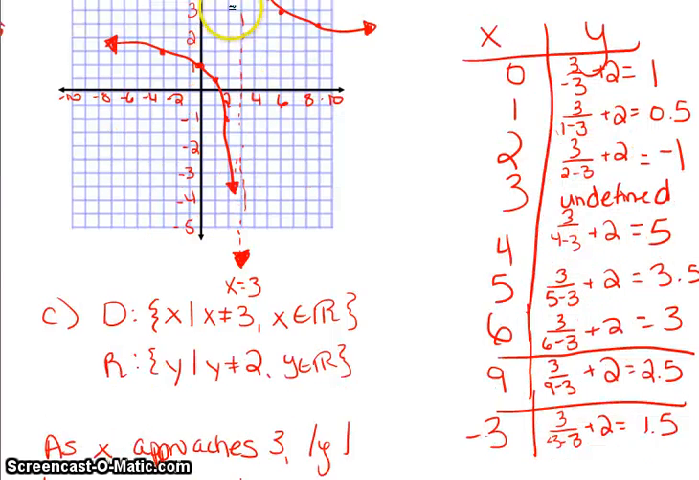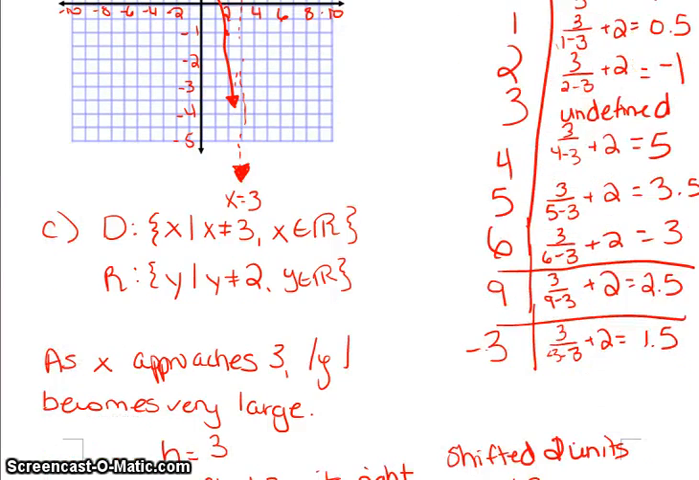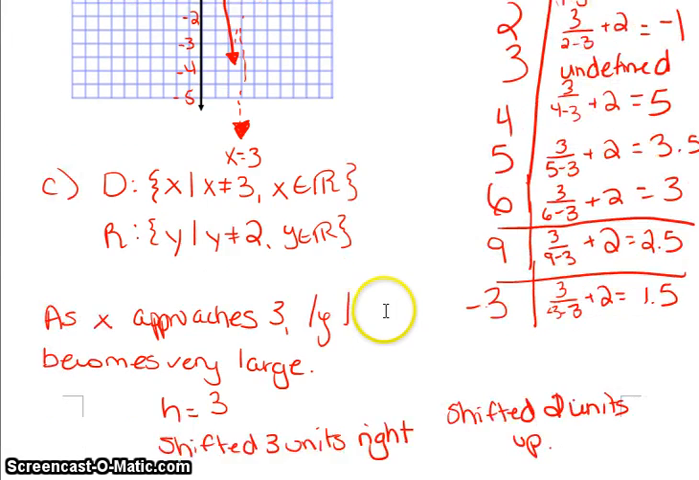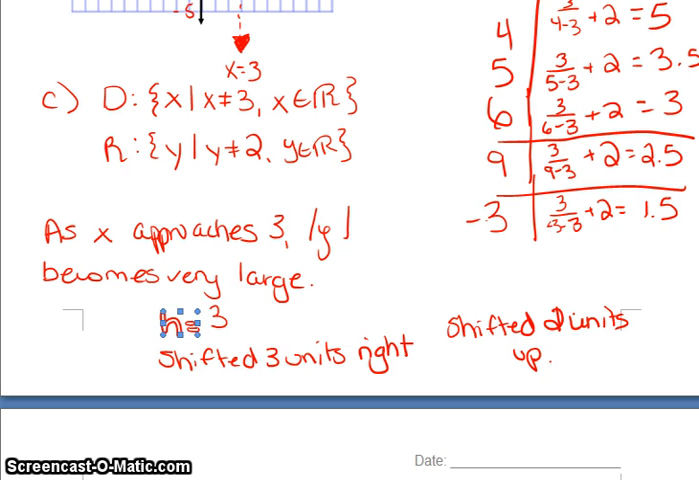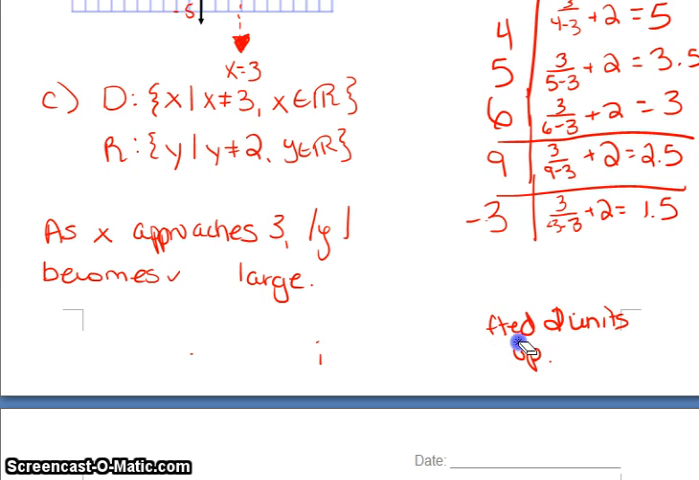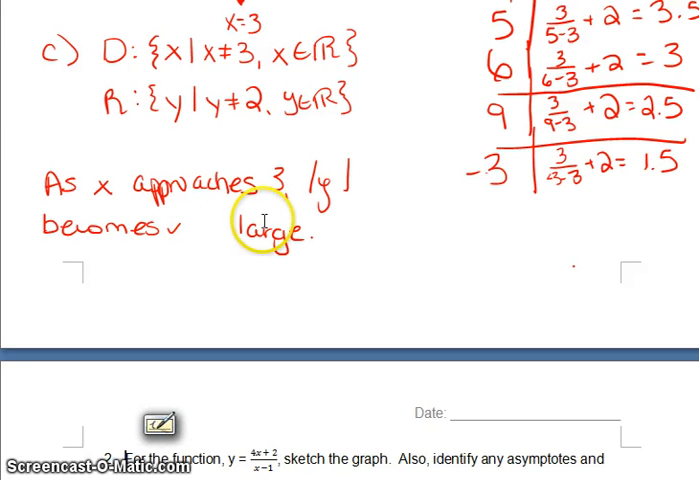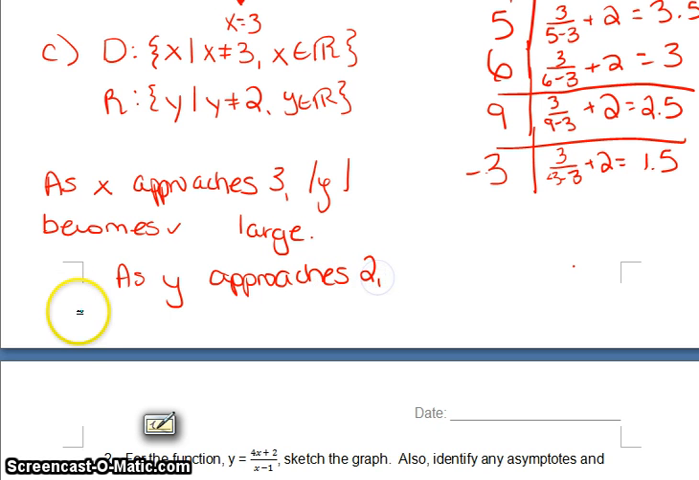Alright, so if you guys can take a guess here, what are we going to say for our next one? I'm just going to erase this part here. So what are we going to say about as y approaches 2? Alright, so what we're going to say here is that as y approaches 2, the absolute value of x becomes very large.